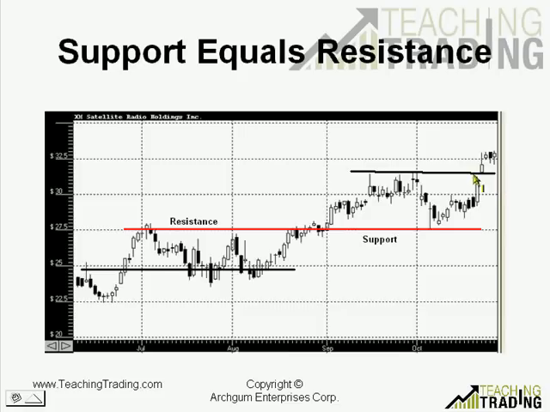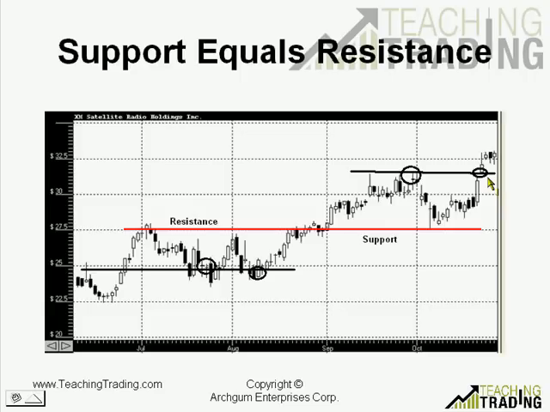Now this qualifies as support because a support line is drawn when you connect at least two intermittent lows. So we have an intermittent low here, and we have another intermittent low here. Now this is a resistance line because we are connecting at least two intermittent highs. So here we have an intermittent high, here we have another intermittent high.